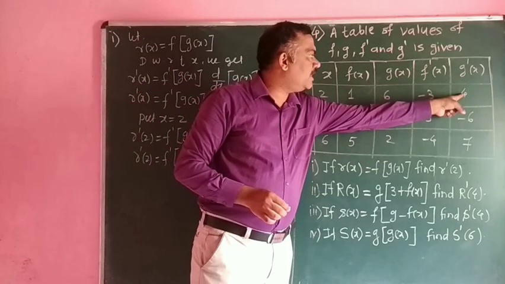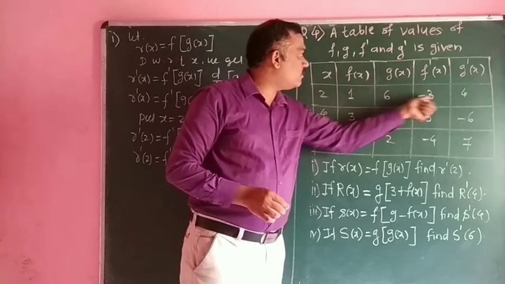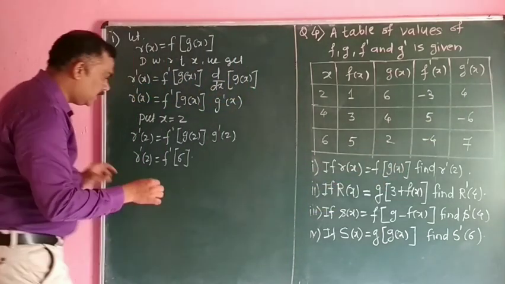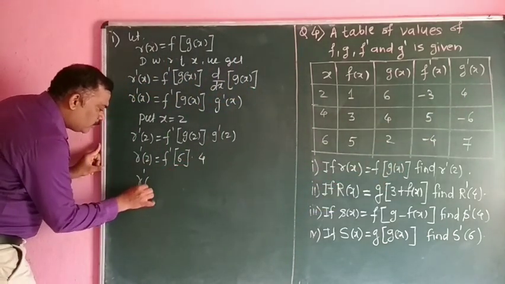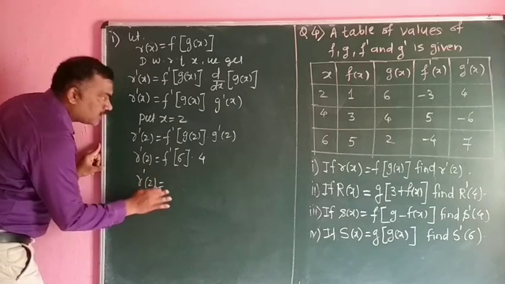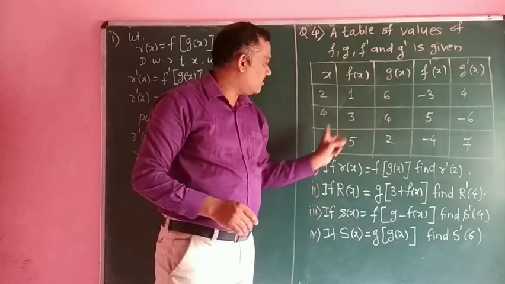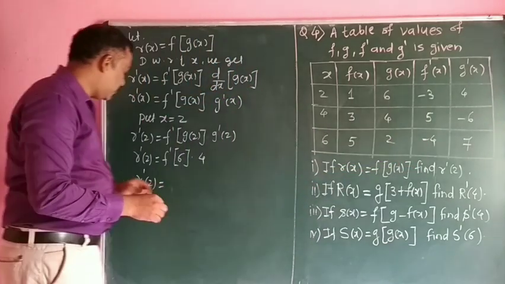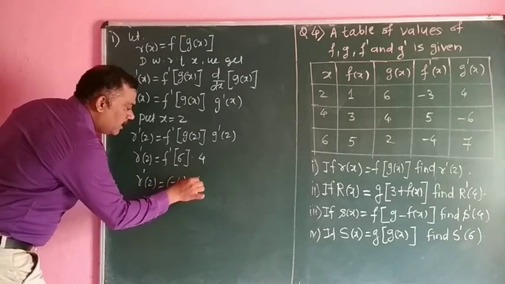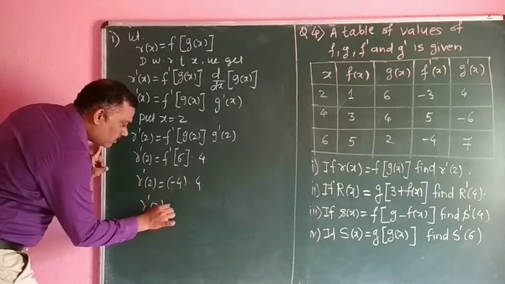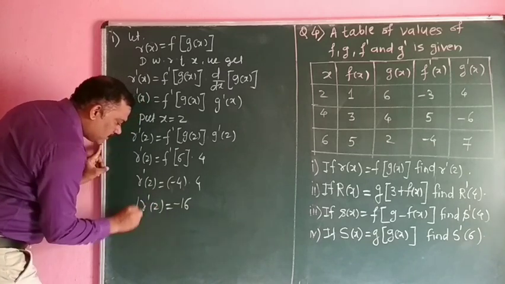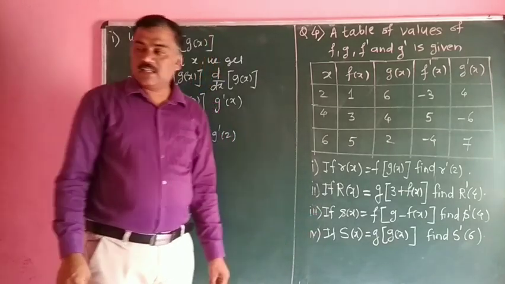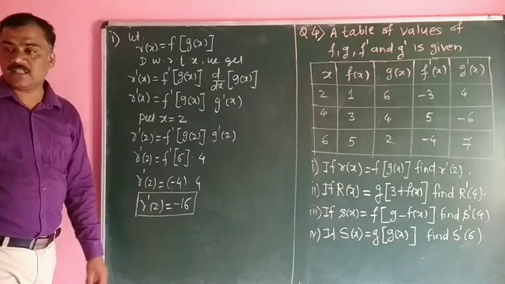Here we are given the value of g dash of x for x equal to 2. What is the value of g dash of x for x equal to 2? It is 4. That is into 4. So r dash of 2 is equal to f dash of 6 into 4. Now we are given the function f dash of x; for x equal to 6, f dash of x is minus 4. So we can write minus 4 into 4. That is, r dash of 2 is equal to minus 16.